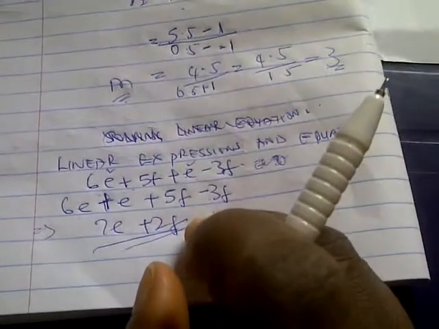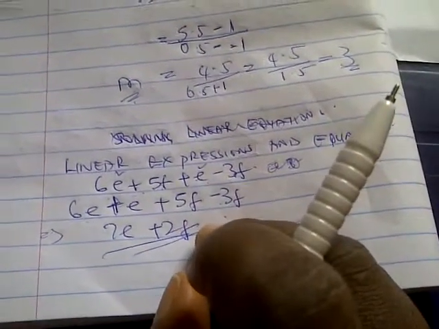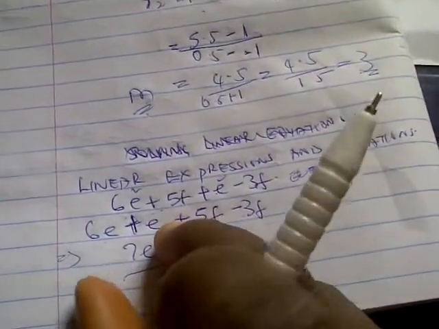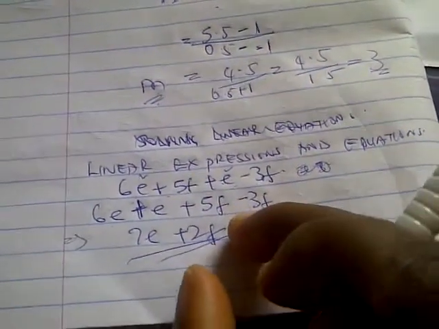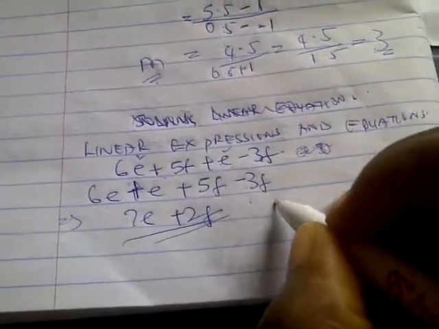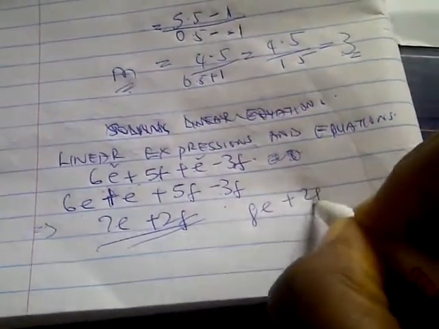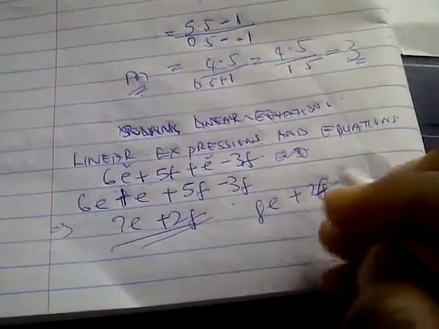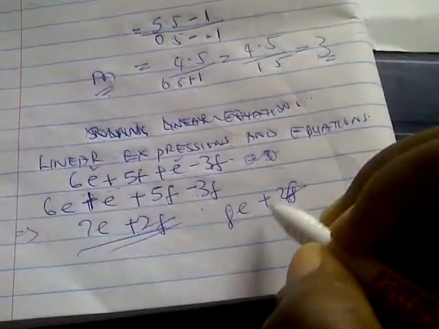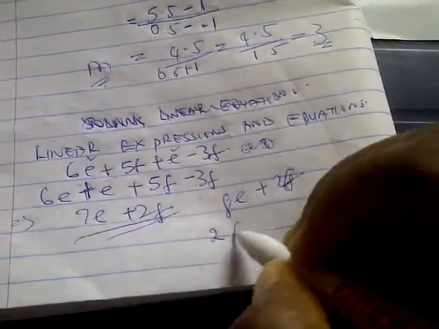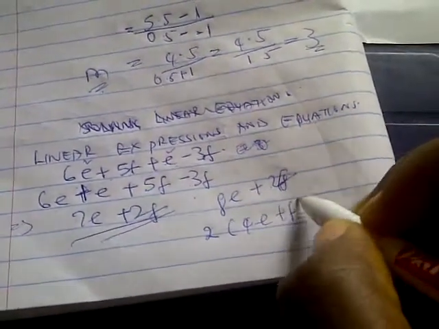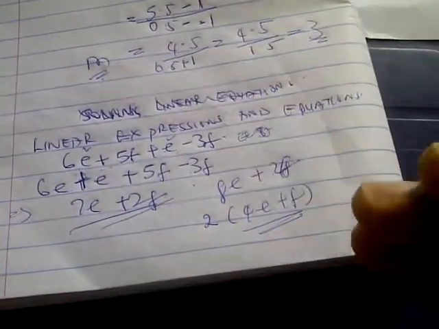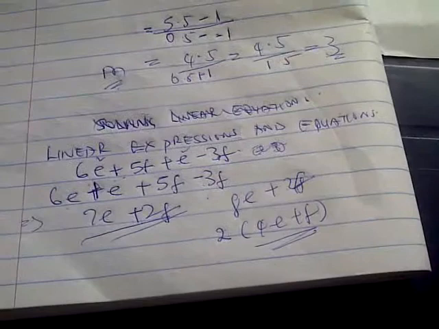Now that's it for linear expressions. The basic thing you need to know is that you have to gather the like terms together. When you simplify them, you bring them down. If for example this was 8e plus 2f, we would still want to factorize it and make it more compact. Between 8 and 2, 2 is common, so you have 2 into 4e plus f. So we try to reduce it to the simplest form as much as possible. That's all about linear expressions.